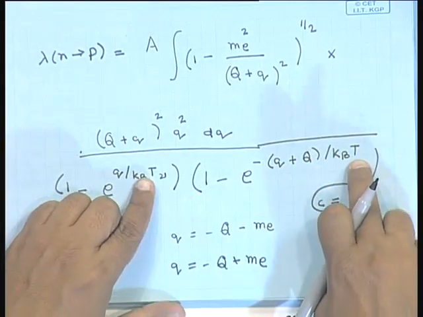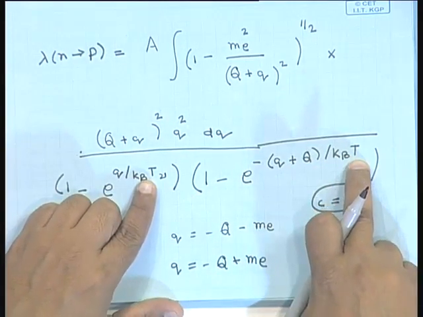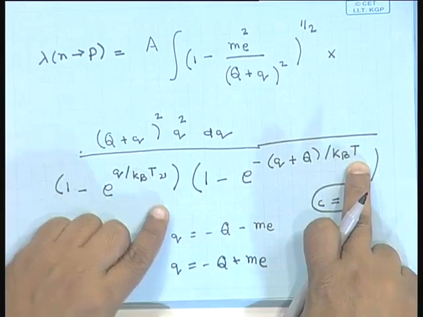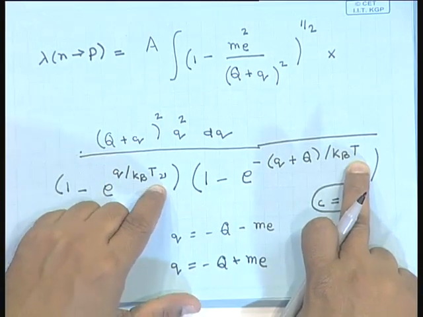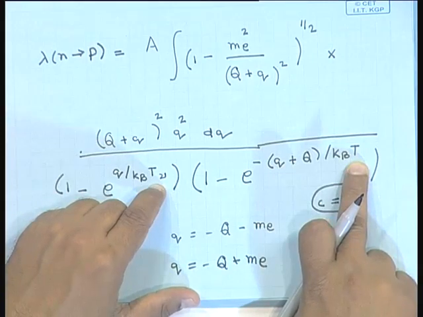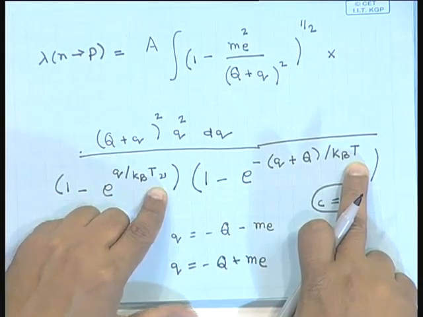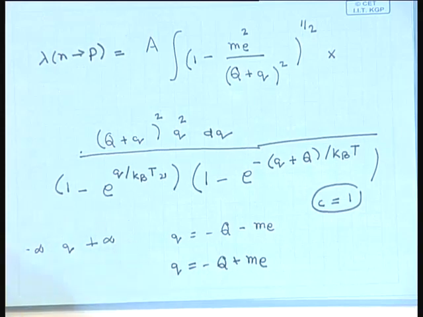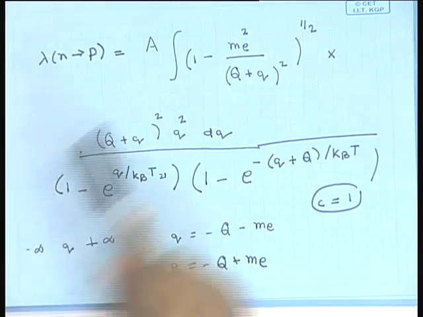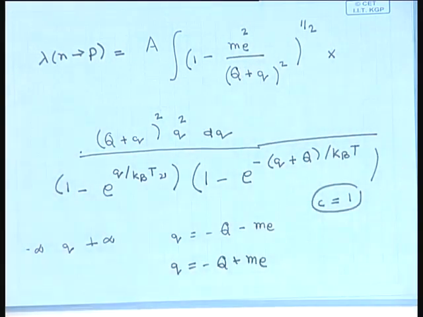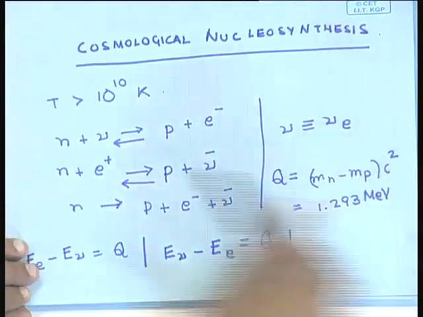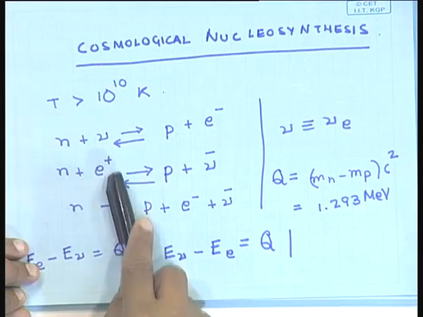One is the temperature of the CMBR, which is also the temperature of the electrons, and the other is the temperature of the neutrinos, T nu. Now, let me just very briefly give you an idea how you get this expression, what are the things that are there in this expression. So, this expression is essentially the reaction rate for neutrons to get converted to protons through these three reactions.